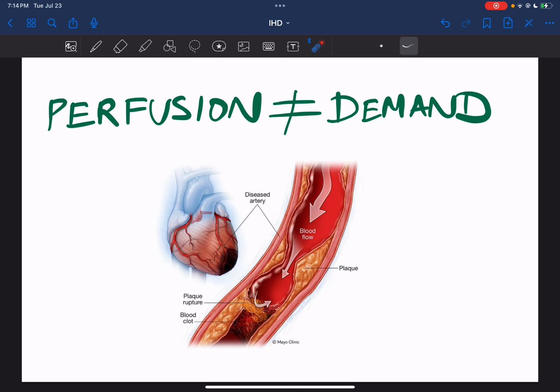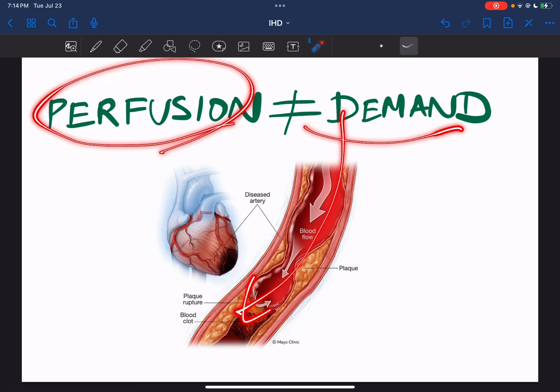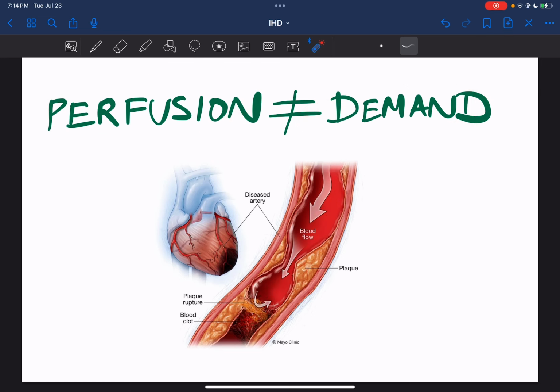So what does perfusion mean? Many of us do not know what perfusion means. Perfusion means the amount of blood delivered to a specific organ or a tissue, and the amount of oxygen or nutrients that is being sufficiently delivered to an organ or a tissue. That is perfusion through blood. Demand is the amount of blood or oxygen, the nutrients required by the tissue for it to function well. So perfusion is the amount of blood delivered, and demand is the amount of oxygen or nutrients required by the tissue to function to its normal levels.